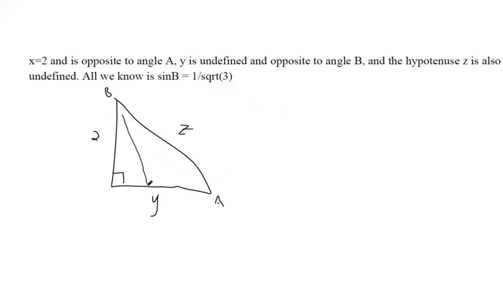The opposite of B is Y. Hypotenuse is Z. And that's supposed to be equal to 1 over the square root of 3. Okay, so this time, the way this problem's set up, there's two variables in one equation that we just constructed, so we can't solve that. Let me see what else we could do.